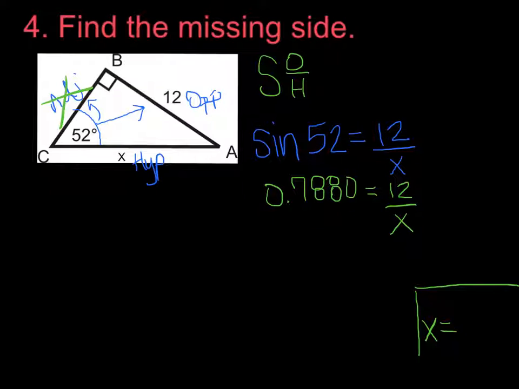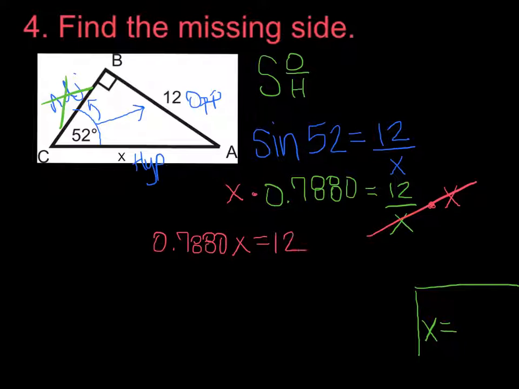Well, this one's a little different than the other ones that we looked at. Notice that our variable is down here, so it's going to require a little bit of extra work. What we're going to do is multiply both sides by x, because we don't want to deal with that fraction anymore. So we end up with 0.7880x equals 12. Well, if we want to get x by itself, we're going to have to get rid of that 0.7880. So we're going to divide both sides by 0.7880.